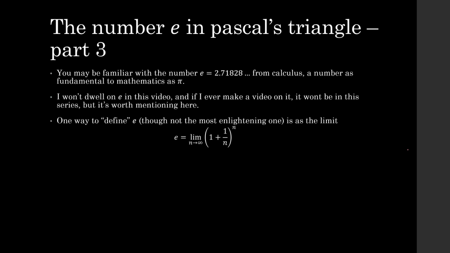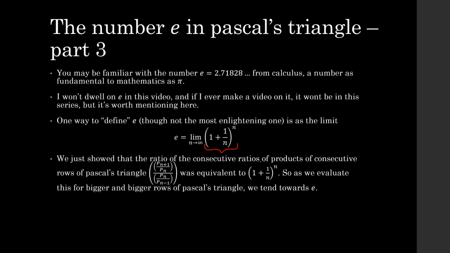And so, we can compare this exactly with what we just got in the last slide, which was the ratios of products of consecutive rows of Pascal's triangle, which gave us 1 plus 1 over n to the n, which is exactly what we have here. We just showed that the ratio of the products of consecutive rows of Pascal's triangle, which is p to the n plus 1 over p to the n, all divided by p to the n over p to the n minus 1, so that's a mouthful, was equivalent to 1 plus 1 over n to the n.